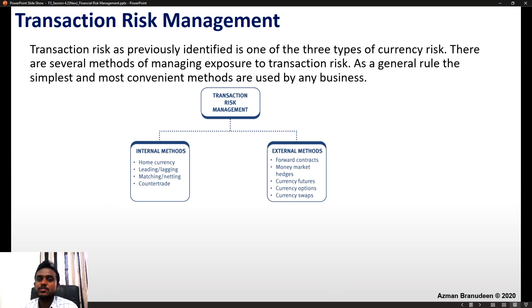Internal means no exposure to third parties, no links, no transactions, no movements between any third party entity. Any actions we undertake with ourselves, within ourselves, can be classified as internal methods. External is where we tap into the various platforms that the capital markets allow in most cases.